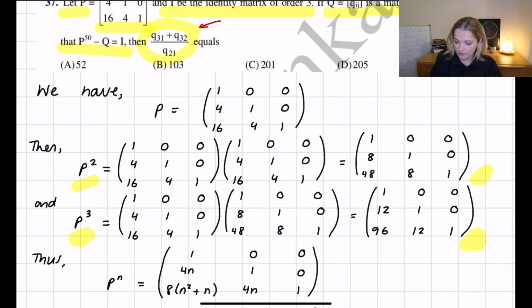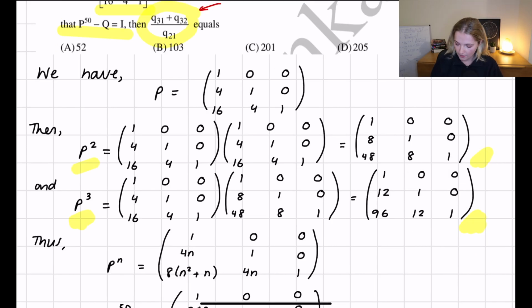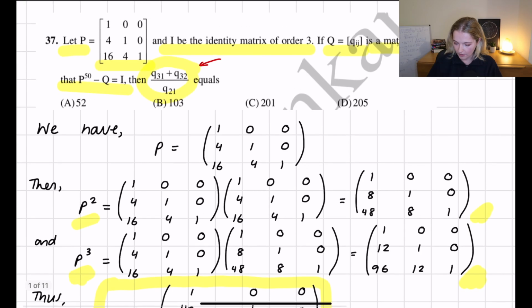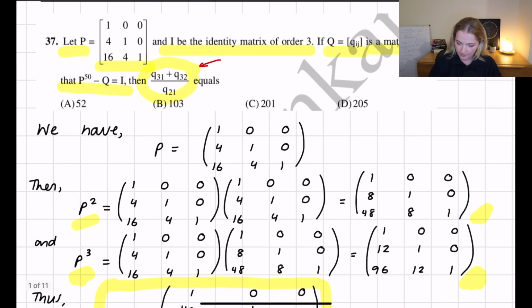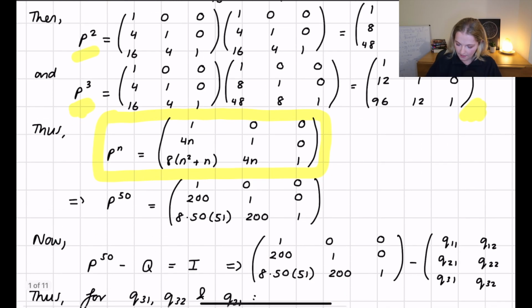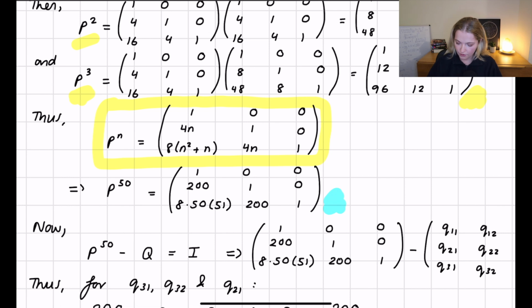But what you'll notice here is there is a certain pattern occurring every time you multiply by the matrix P again. And the pattern that arises means that we can write P to the power n as this matrix here. So as in the question, it asks us for P to the 50, which is this here, and we can calculate that because we just sub in n equals 50 into this matrix here.